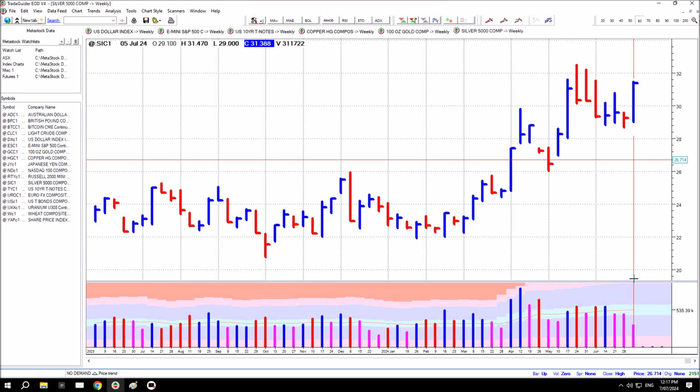Silver price futures. Silver price futures moved higher with real vigour this week. It's always a little bit more volatile than the gold market. There's the highs of the range. It's done almost exactly what gold's done. It's pushed up towards the highs of the range without threatening to break out.